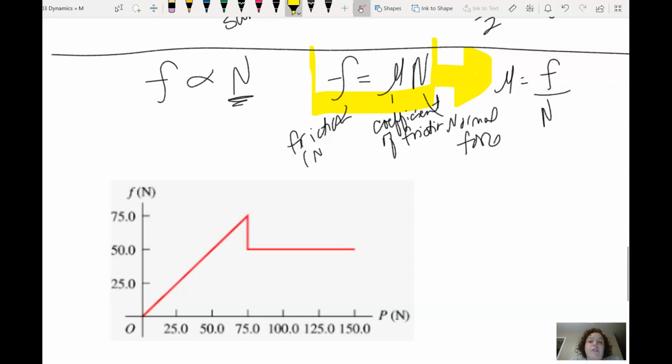Other things we need to know: there are two types of friction. There's static friction, which is the amount of friction it takes to keep something from moving.